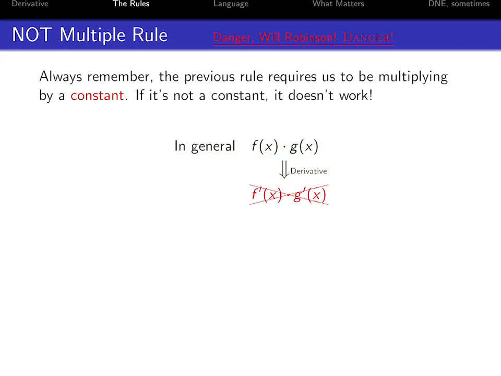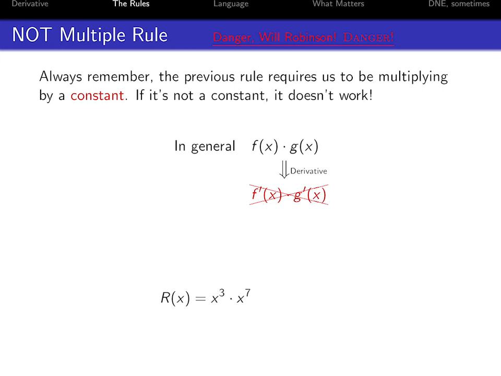The important thing is to realize that the multiple rule has to be based around a constant. It works great for c times function, but if it's two different functions where each piece can change, like f of x times g of x, then it doesn't work. The derivative of f of x times g of x is not f prime of x times g prime of x, right? If you can separate into two different pieces, you don't just take the derivative of those two pieces. You have to make sure one of them is actually a constant.